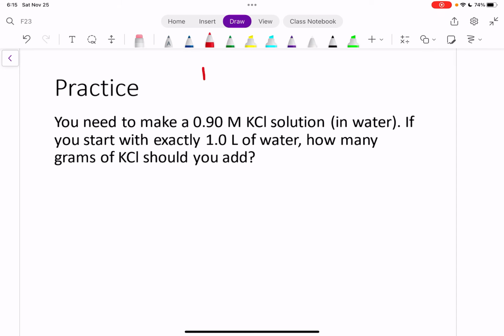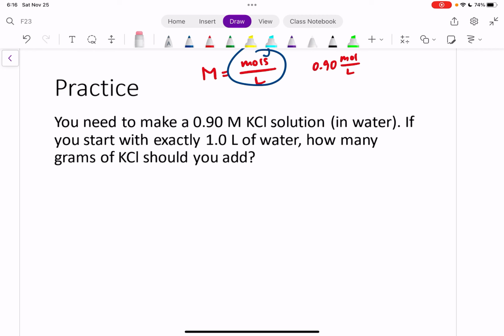So we need our molarity equation, moles per liter equals molarity. And before I do anything, we know that we have a 0.90 molar KCl solution. So let's break this down for a little bit. If molarity equals moles per liter, then we can replace that M, big M, with moles per liter.